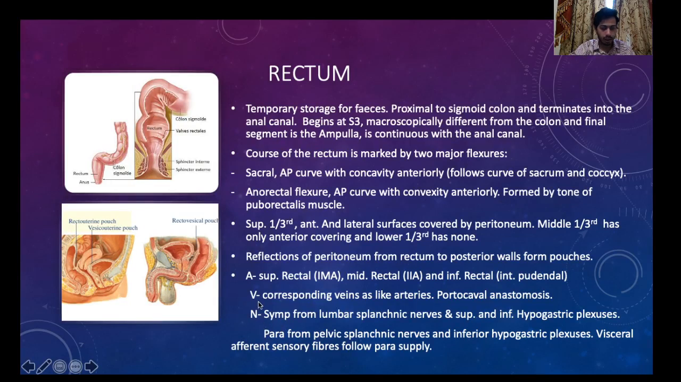Just a quick note on the nervous system. Sympathetic innervation will be from the lumbar splanchnic nerves, and also the superior and inferior hypogastric plexuses, whereas the parasympathetic will be from the corresponding parasympathetic plexuses, so you'd have the inferior hypogastric and the pelvic splanchnic nerves. And the visceral afferent sensory fibers would be following the parasympathetic supply. That's an important part.